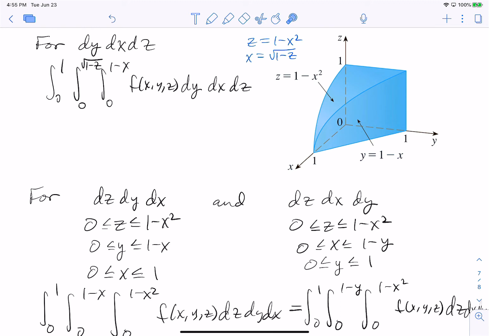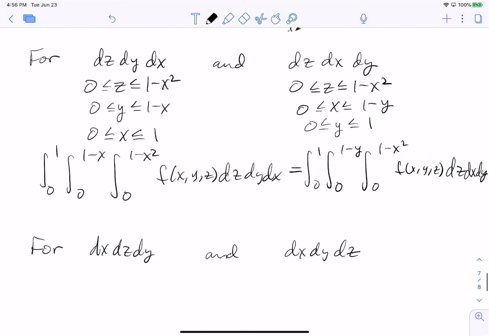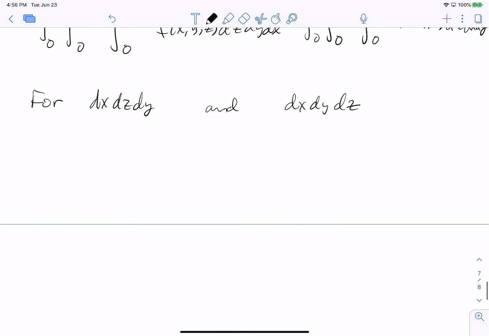Number one, the trace in the yz plane appears to be a 1 by 1 square. But we would also note that there's a diagonal kind of cutting through the square, and that's the intersection of the parabolic cylinder and the plane. And we're going to have to consider that separately. Here's what I mean.